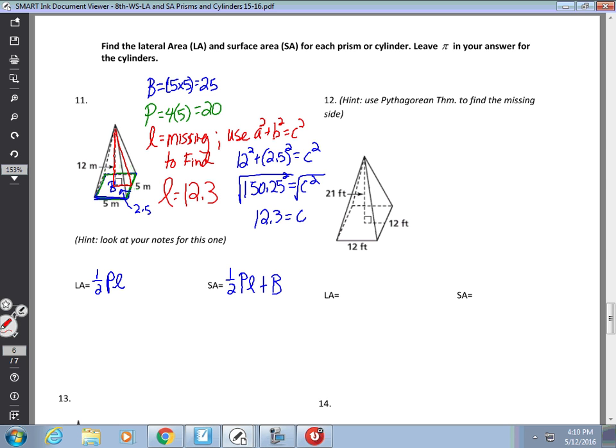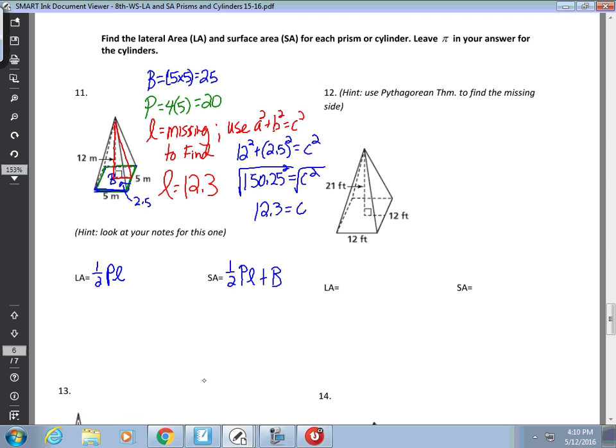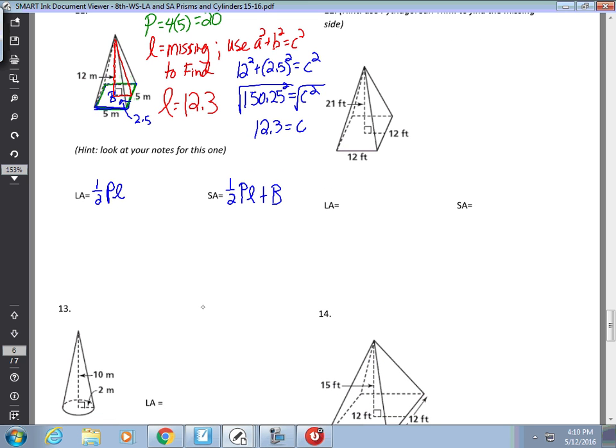So now I'm just going to plug in the parts. To find the lateral area, I know my P, that was the 20, so 1/2 of 20, and our slant height, that's the 12.3. So we're just going to plug it in, or we can just say 20 times the 12.3 divided by 2, and so our lateral area is 123 meters squared.